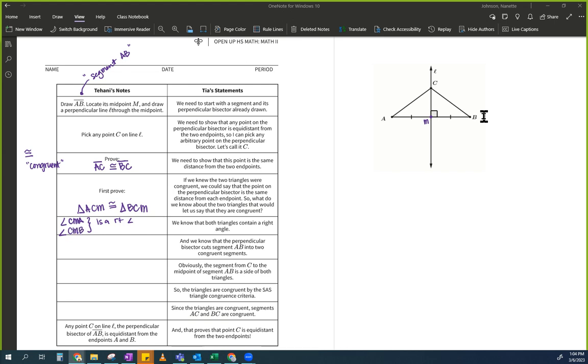So are you guys feeling a little bit more comfortable with our notation here? Your notation, I'm just going to tell you, is going to be the part that either helps you pass the next test and get an A, or it's going to be the part that doesn't make sense. Okay. So CMA and CMB are both right angles. Good. This one says, and we know that the perpendicular bisector cuts segment AB into two congruent segments.